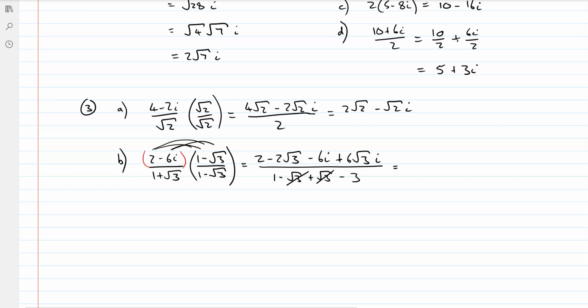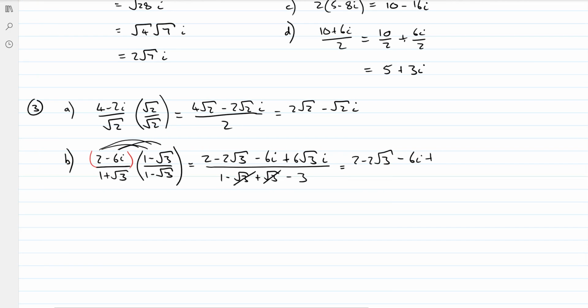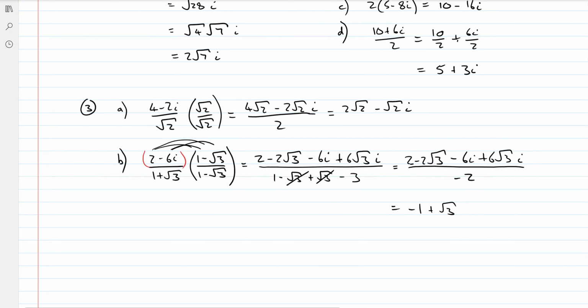When you have these complex numbers like this, you want to keep all the real parts together and all the imaginary parts together. So in this, my real parts are 2 minus 2 root 3. And my imaginary parts are minus 6i plus 6 root 3i. So they're already together, but if they were jumbled up, we want to keep all the i's on the right, all the non-i's on the left. 1 minus 3 is minus 2, and then simplify. Again, minus 2 goes into everything here. So 2 over minus 2 is minus 1. Minus 2 root 3 over minus 2 is plus root 3. Minus 6i over minus 2 is plus 3i. And plus 6 root 3i over minus 2 is minus 3 root 3i.